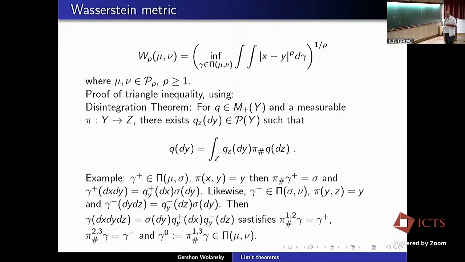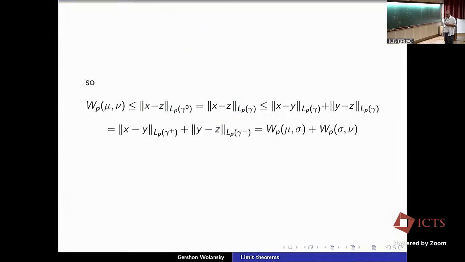Now we make the following chain of inequalities. The Wasserstein distance between mu and nu is smaller or equal than the L^p norm of x minus z with respect to gamma 0, because we said gamma 0 is not necessarily optimal. So we have this inequality.